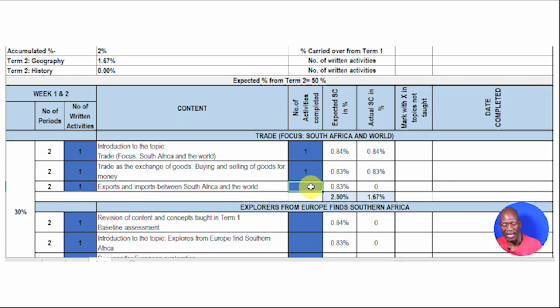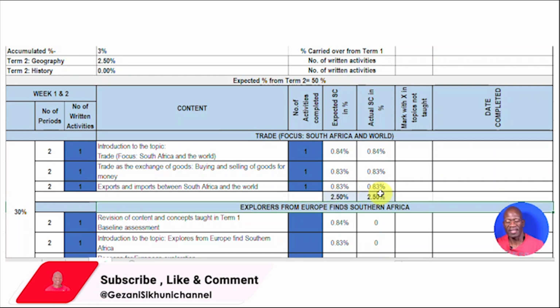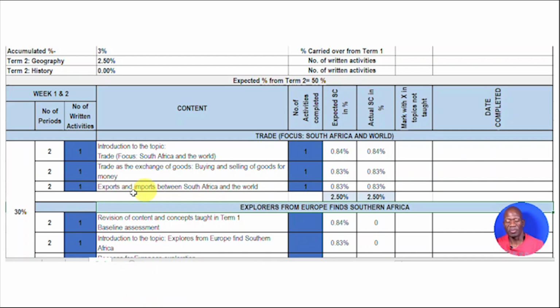I'm going to type again. I put the 1, meaning that the number of activities have been completed. Then when we see, you'll find that now it adds up to what the topic and the activity are worth in terms of weighting, 0.83. So now in the first 2 weeks, I have covered out of 0.5, I've covered 0.5 because I've taught all the 3 topics and learners have written the 3 activities. So now I can see this is where I am.